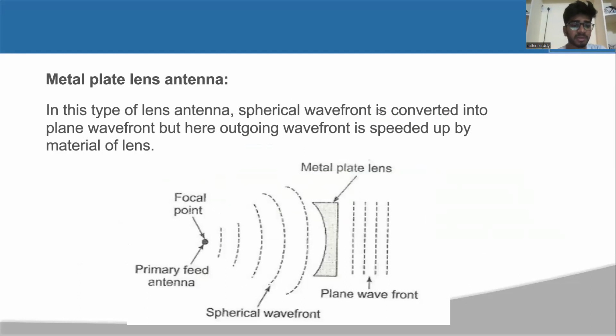And the second one is metal plate lens antennas. In this type of lens antenna, a spherical wavefront is converted into a plane wavefront. But here the outgoing wavefront is speeded up by the material of the lens. Here this figure depicts a metal plate lens antenna.